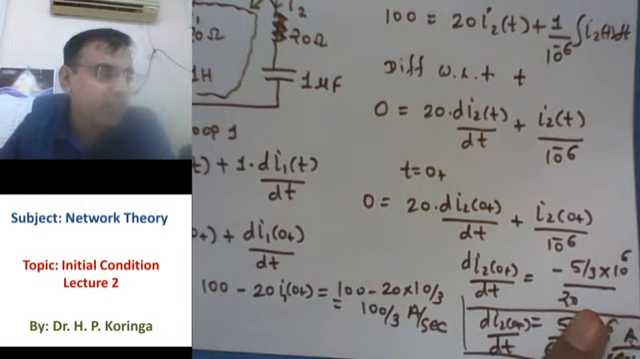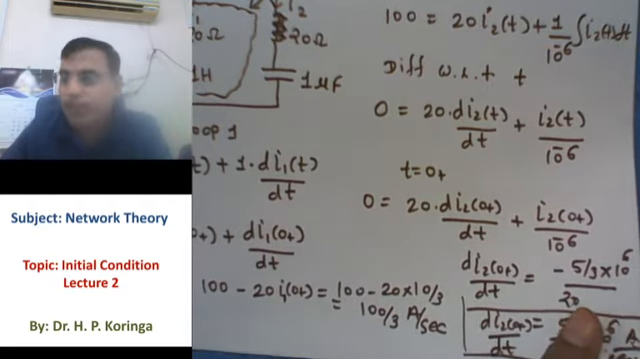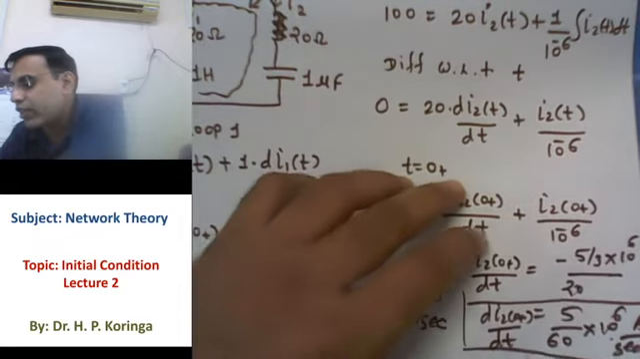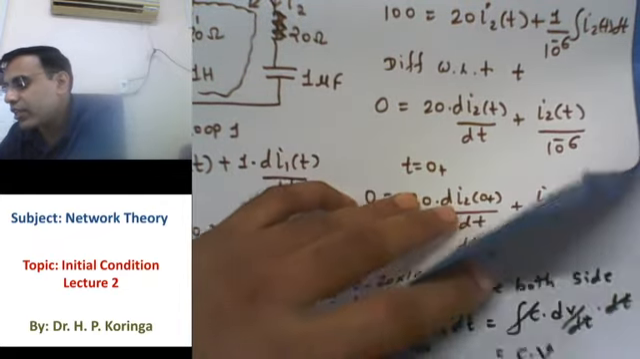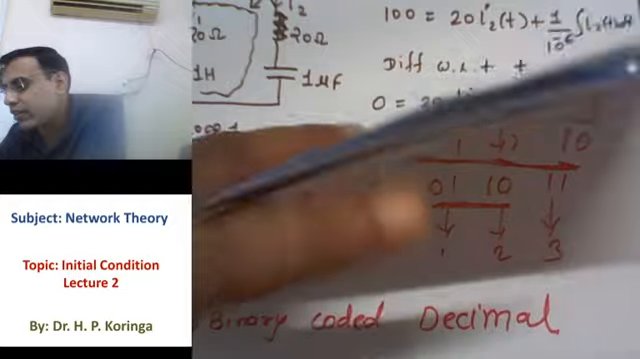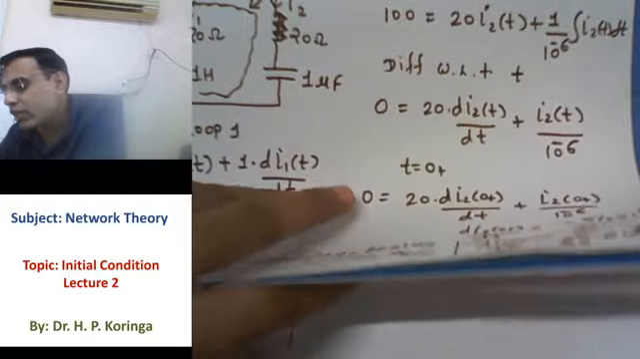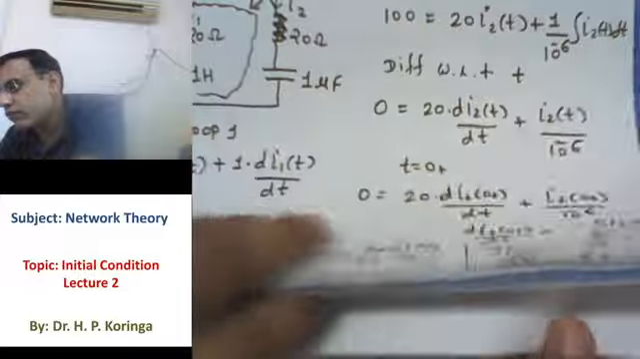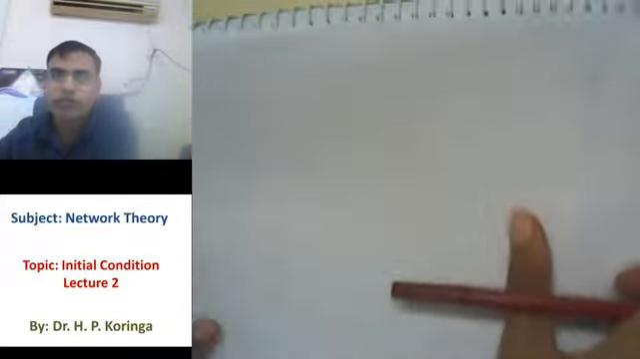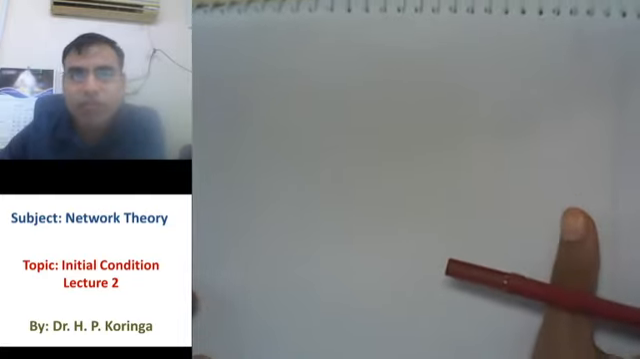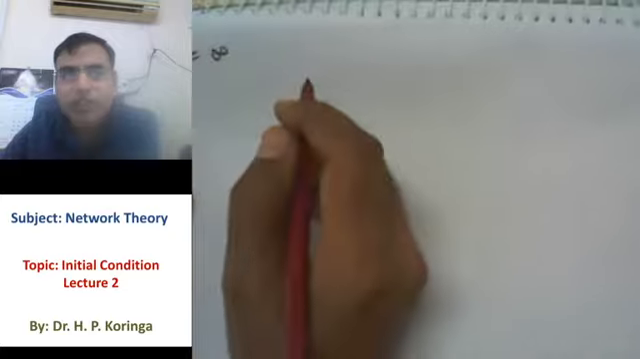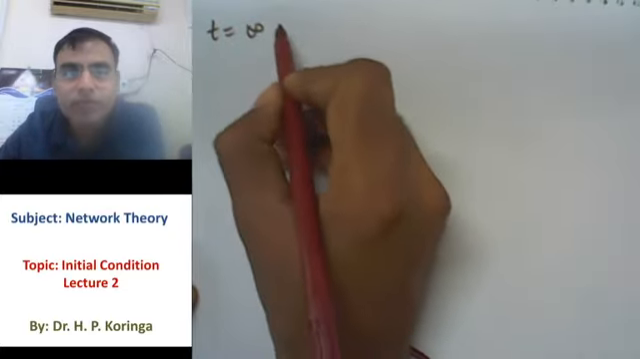Now our last question is to find out di1 divided by dt at t is equal to infinite time. So we have to draw the network at t is equal to infinite time to find out di1 by dt at t is equal to infinite. Right? So let me draw the network at t is equal to infinite time, the equivalent network.